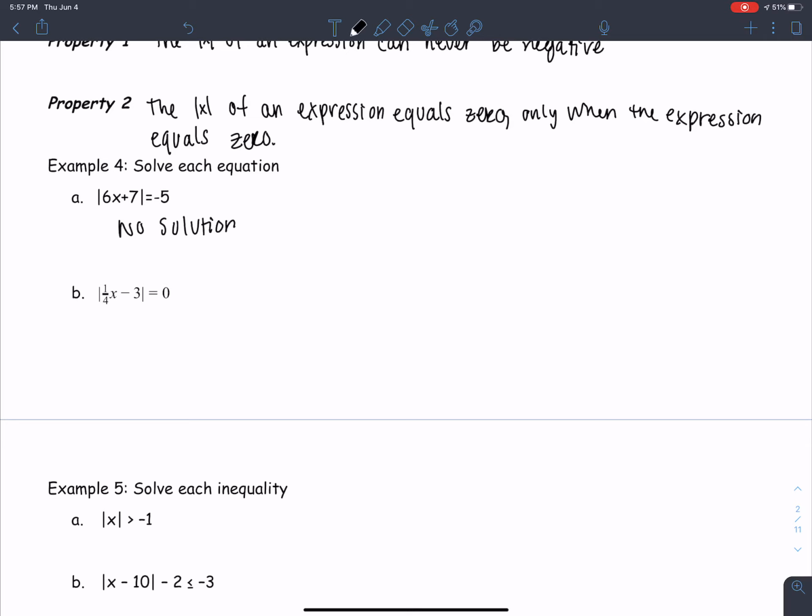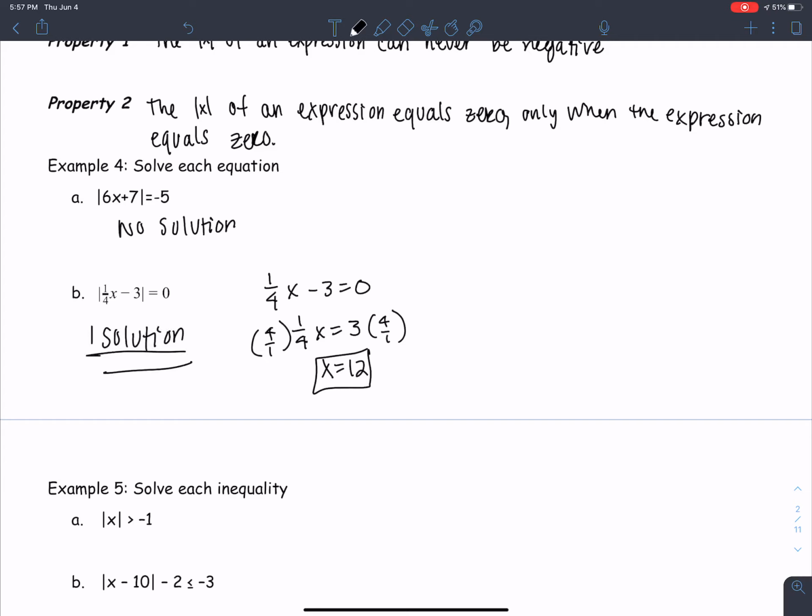B, absolute value of this number equals 0. So, this is property 2. And what this is saying is we can't split this up into two different equations. There's only going to be one. So all you do is you just write it once and you solve. So this is 1/4 x equals 3. We multiply by the reciprocal, which is 4/1. So x is 12. Okay, so anytime it's equal to 0, there's only one solution. So that's what that property 2 says.